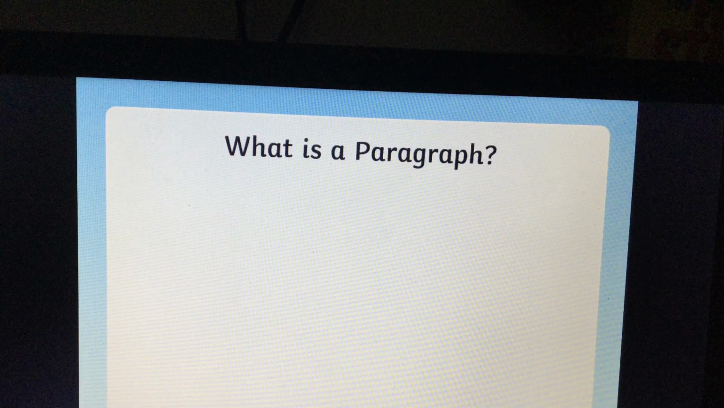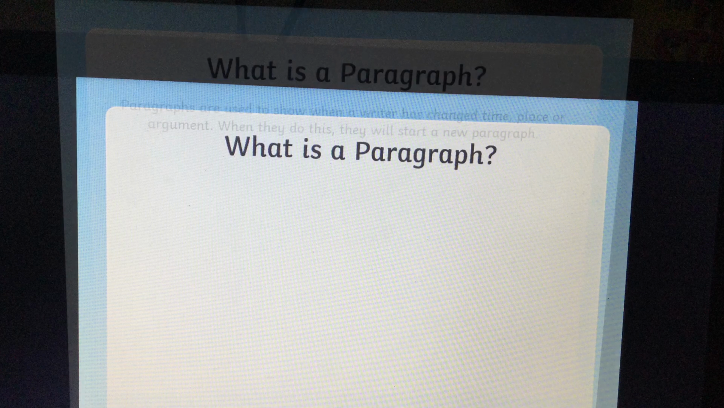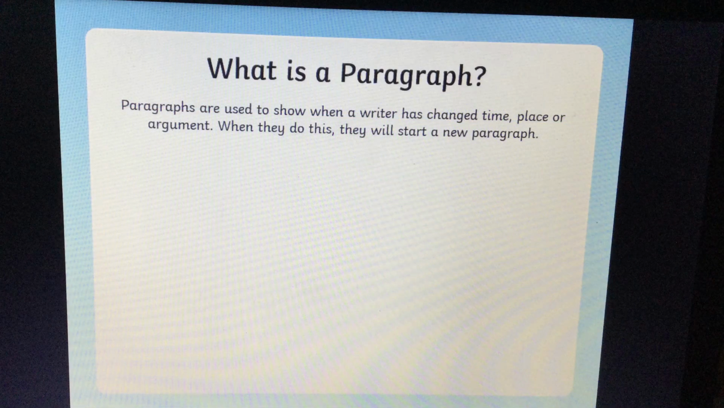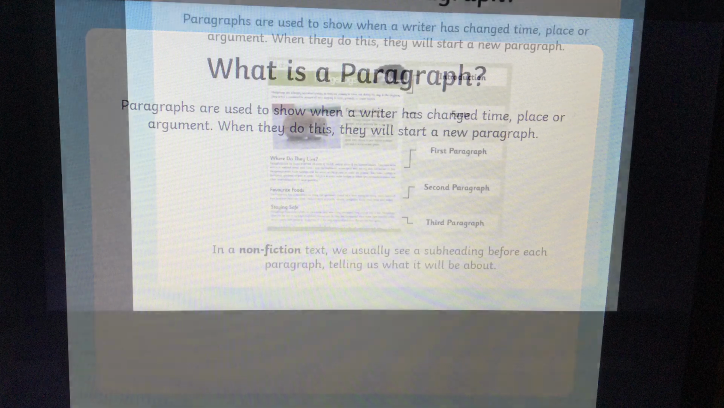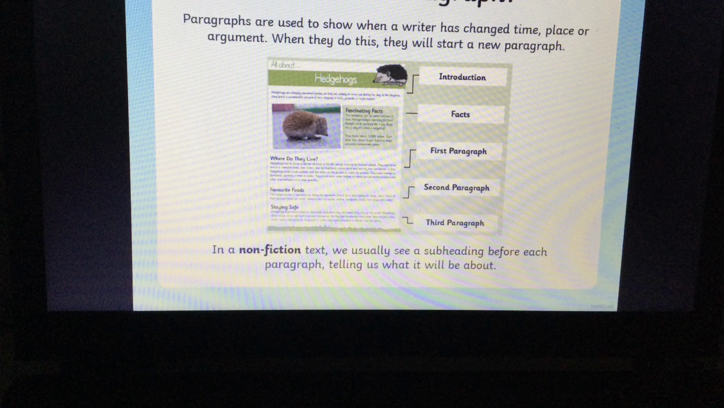Pause the video and have another little think. What is a paragraph? What do you already know about them? Paragraphs are used to show when a writer has changed time, place or argument. When they do this, they will start a new paragraph. In a non-fiction text, we usually see a subheading before each paragraph telling us what it's going to be about.